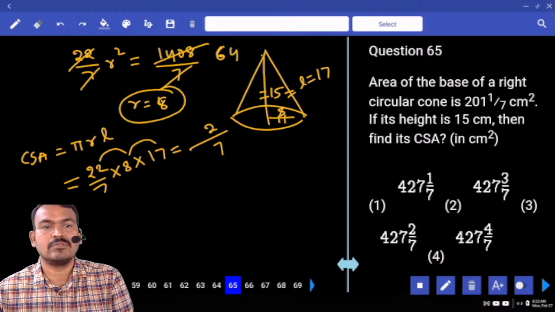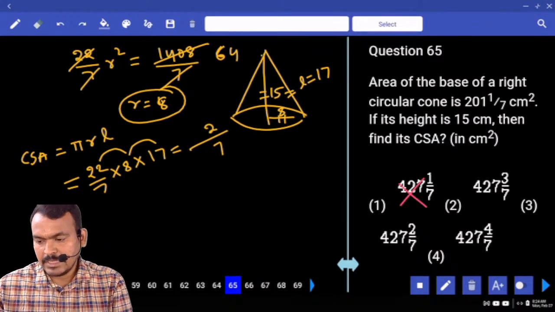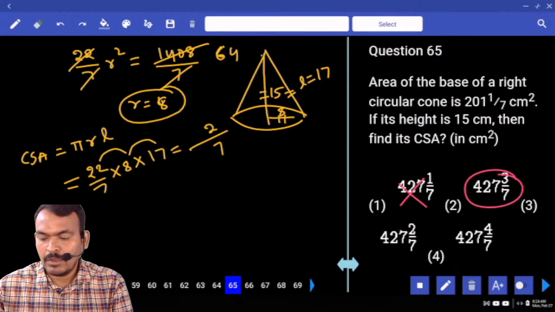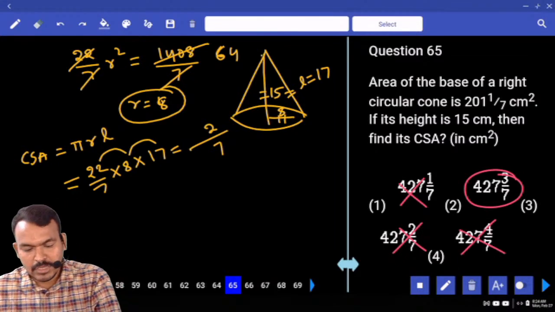First option ends with 2? No. Second option? Yes. Third option? No. Fourth option? No. Then the answer is only the second option, or not?